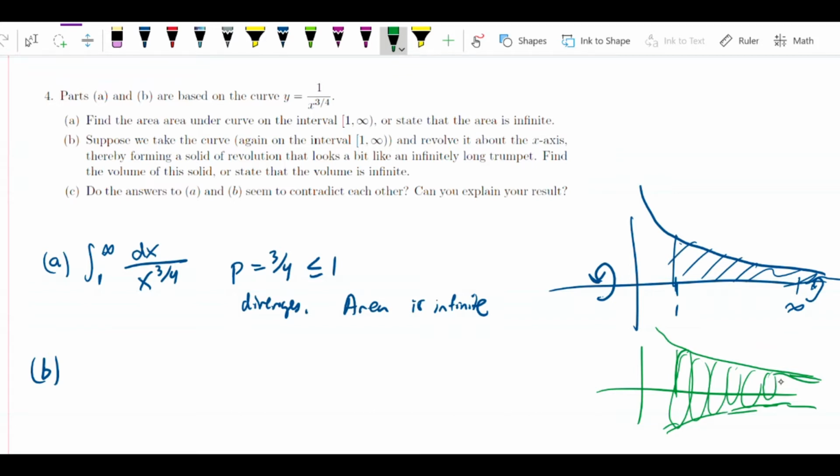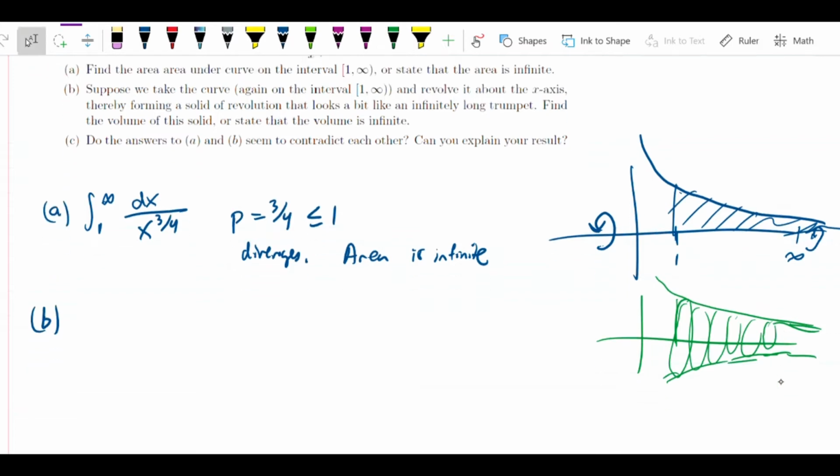Now, I know that I've given this as a test question and also as a quiz question. And I get answers like, well, we already saw the area is infinite, so certainly the volume can't be finite, because volume is bigger than area. This is where intuition is a great thing, except when it's wrong. So the only way to do this really is to set this up as a volume integral. So volume is going to equal pi times the integral from 1 to infinity of 1 over x to the 3/4, squared, dx. That's just volume by the disc method.